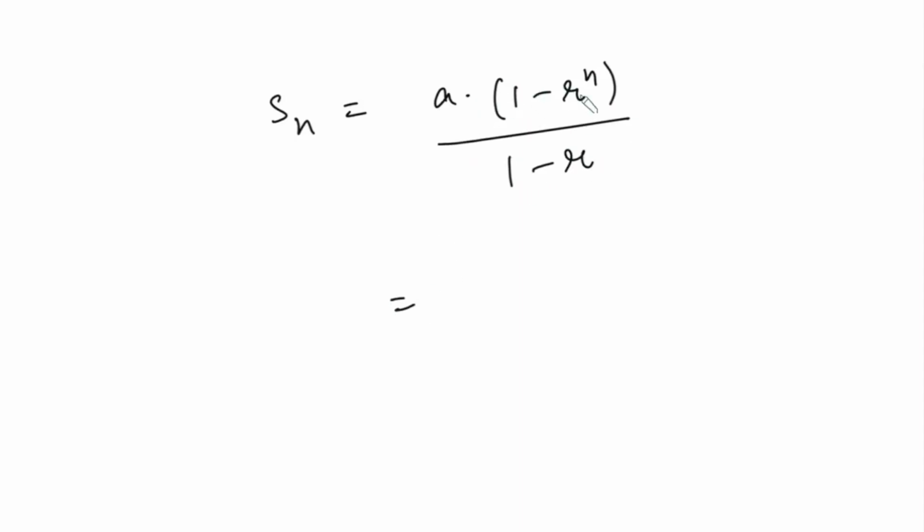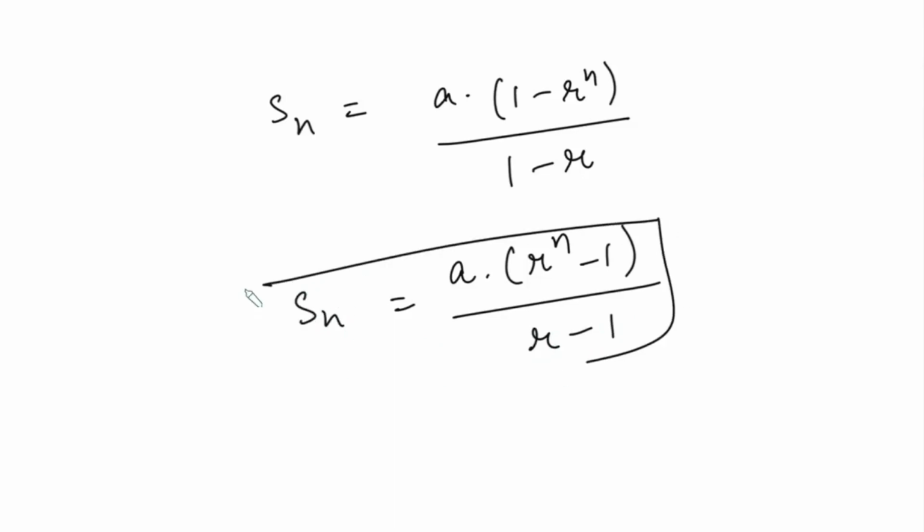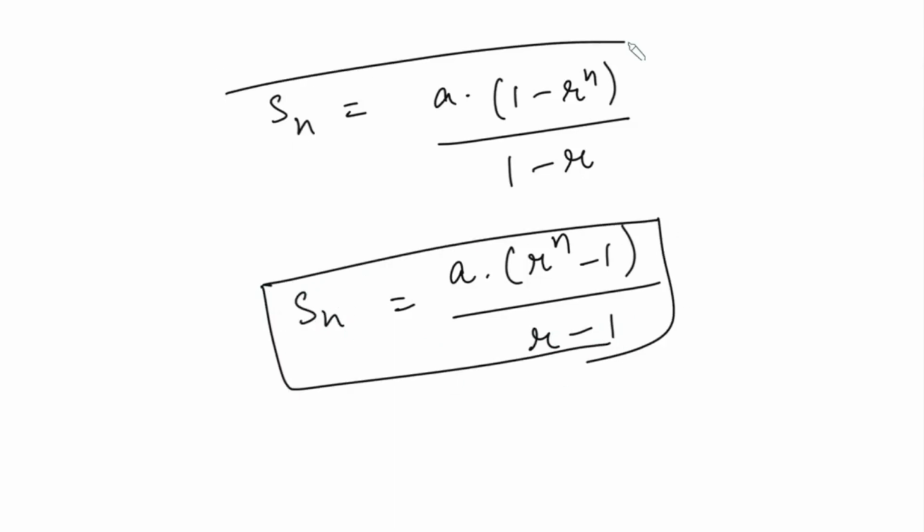By taking negative sign common from the numerator and denominator, the above result can also be written as a times r raised to the power n minus 1 over r minus 1. So we can use these two formulae for sum of n terms of a GP.